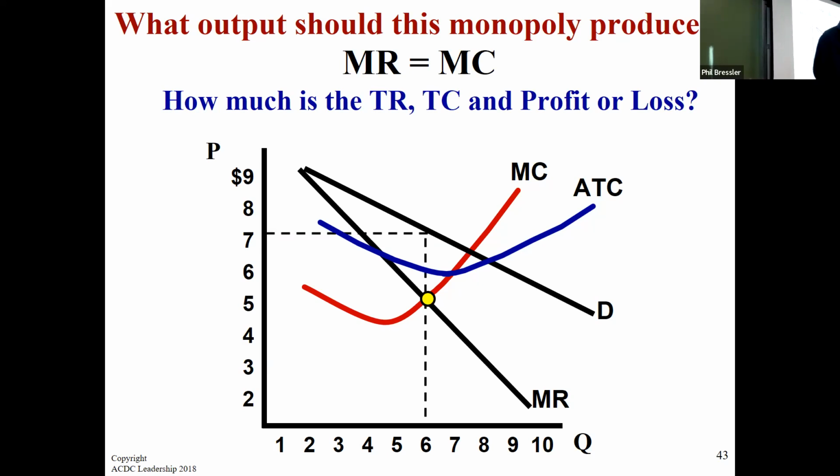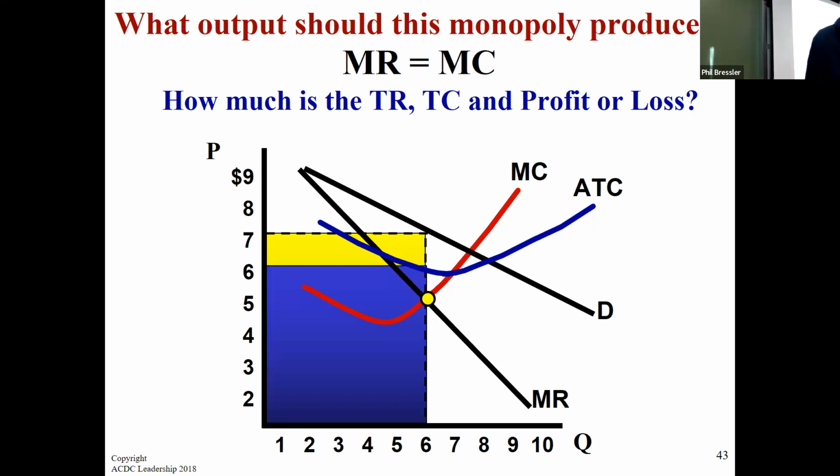Now, Griff, am I making or losing money? I think right there. Yes, at 7, you made money. Right, because it's at the price. If the price is higher than the cost, you're making money. Now, I'm gonna take it down there, and that's my total revenue box, right? 7 times 6. Now I'm gonna take it down, and that's my total cost. The yellow is my profit box. I just took the price down to the ATC and across.